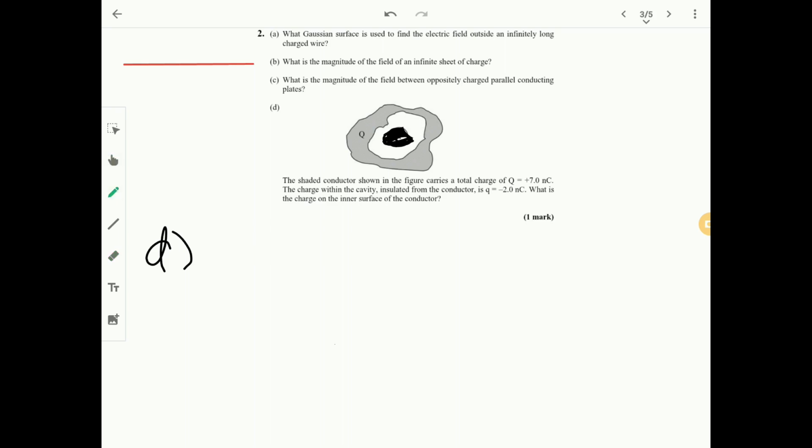Since it's a shaded conductor, this carries 7 nanocoulombs. And inside there won't be anything, because if we remember, inside a conductor all the charge resides on the surface of it. Initially this inner part was 0. If we put a -2, we're putting -2 nanocoulombs worth of electrons inside. Now, one thing to remember, can we move protons? No, only electrons can move.